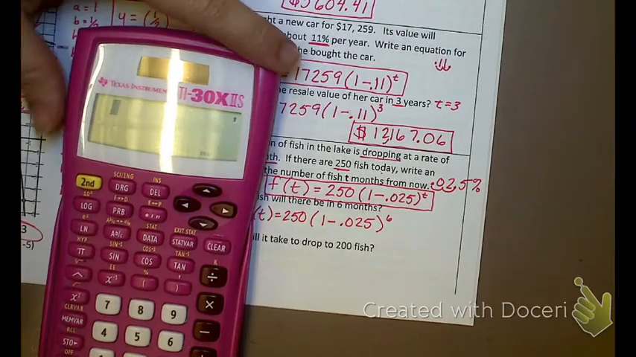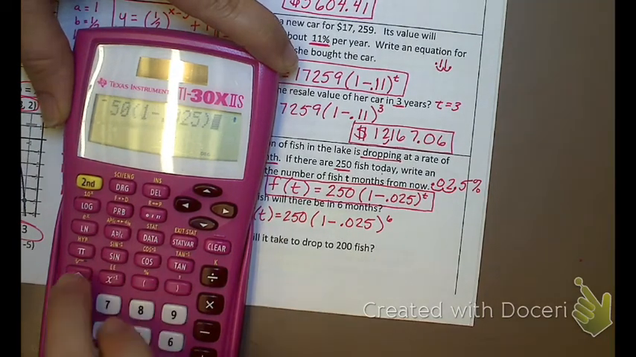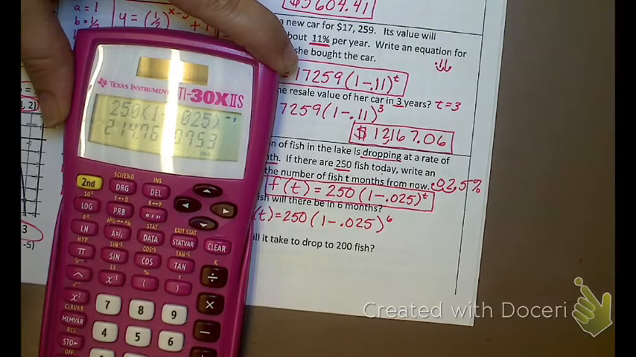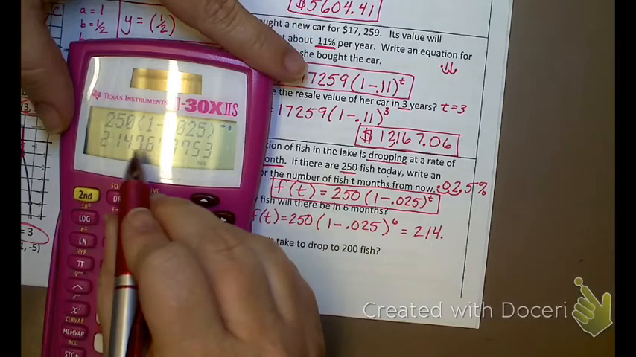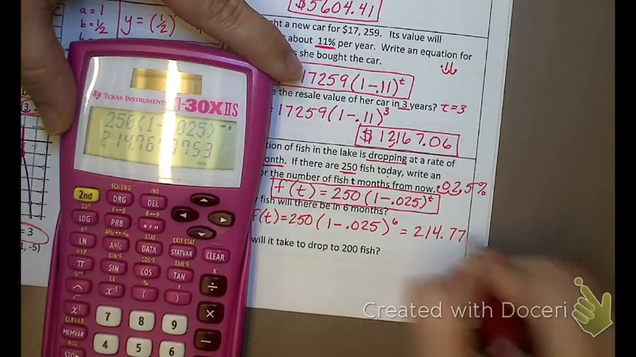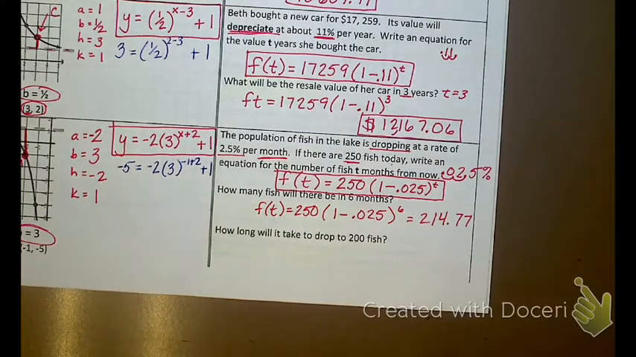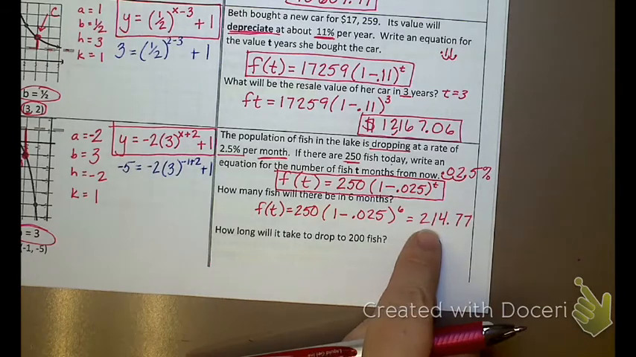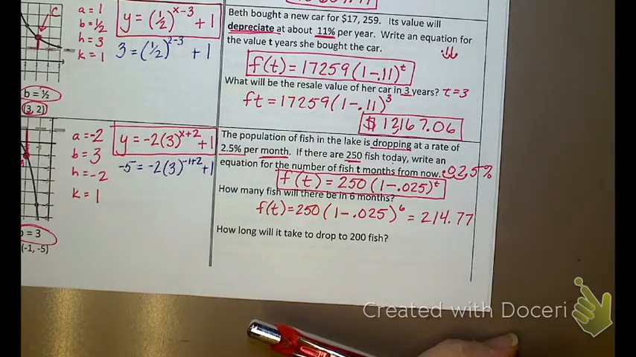Let's see what we get. 250 times 1 minus 0.025 to the 6th. And I get 214.767, let's say 77. So, when they ask me how many fish will there be in 6 months, I'm going to say there will be 214.77 fish. Well, that doesn't make very much sense.